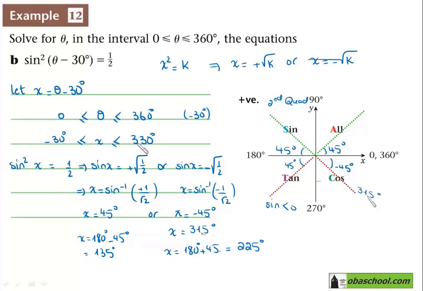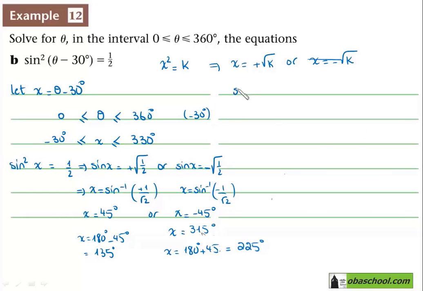Remember that we are solving for theta, so now we need to substitute. Let's write the given. When sine x is equal to positive square root of half, x is 45 degrees and 135 degrees. When sine x is equal to negative square root of half, x is 225 degrees and 315 degrees.